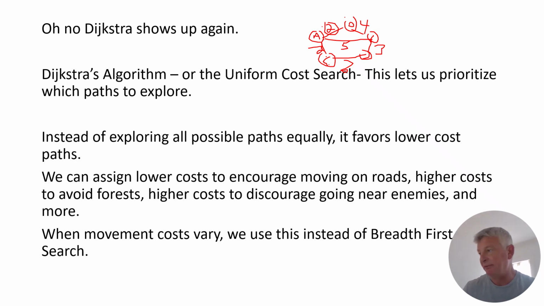When movement costs vary, we use a Dijkstra instead of a breadth first search. A breadth first search works for an unweighted graph. That's just nodes visited. So we don't have weights between these. We just have what nodes are visited. That would be the breadth first search. But a Dijkstra uses the weights and it favors the lowest cost.